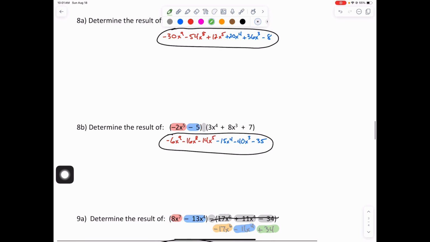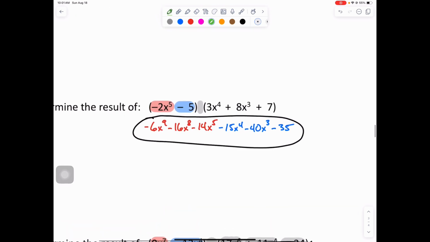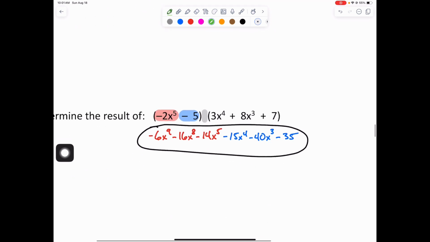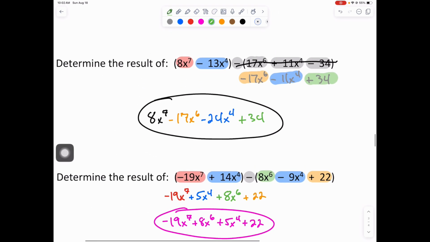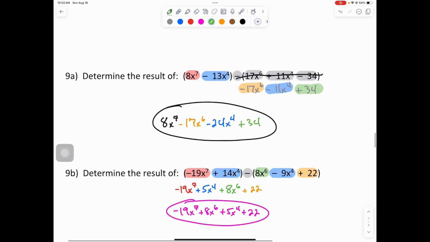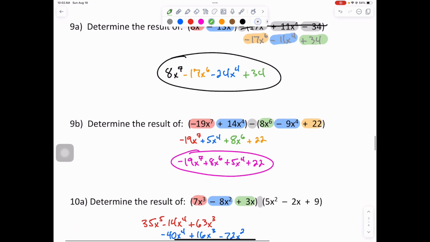All right, 8b, we had to do some distributing. It looks a little different. One of these did, not this one. This one still works out fine. We just distributed. We couldn't combine, so we just wrote it out as we went along and circled our answer. Determine the result of for 9b here. Let's take a look.